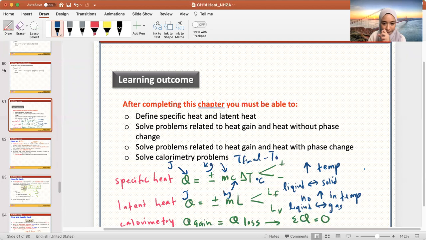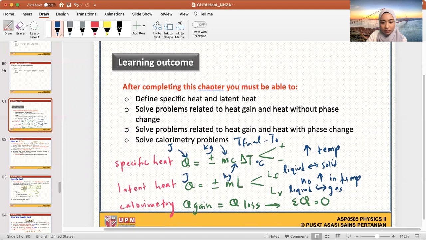It's the same constant. Okay, sama. LV dengan LF tu sama. But the Q can either be positive or negative. All right. And then calorimetry.